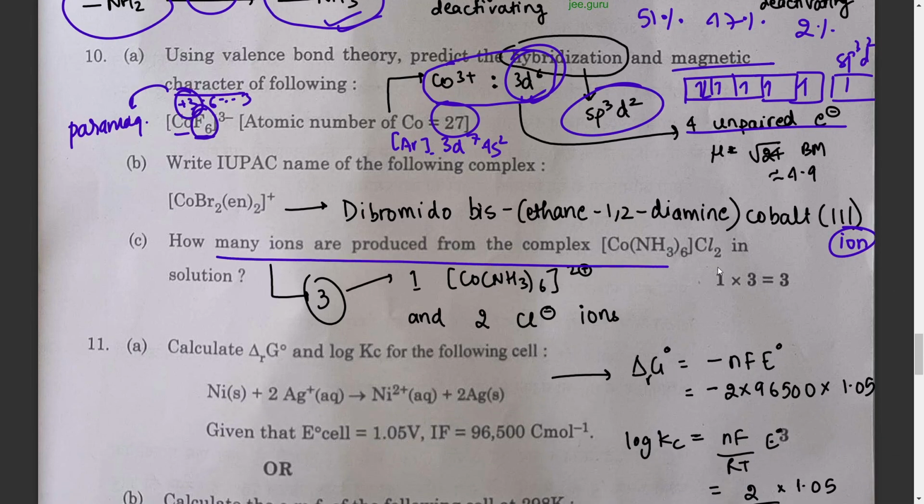How many ions are produced from the complex in the solution? So this is a complex ion. This will dissociate into 2 Cl minuses and 1 complex ion. This will not dissociate further. So you have 3 ions in total.